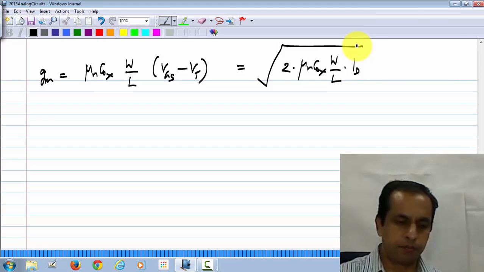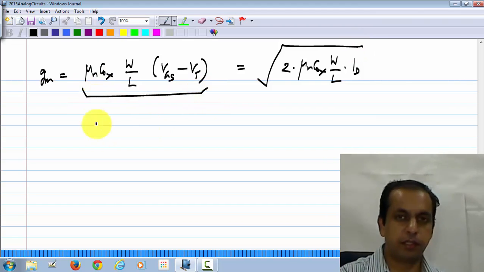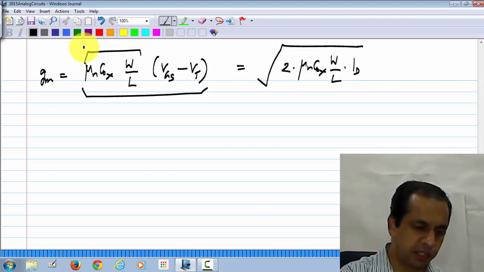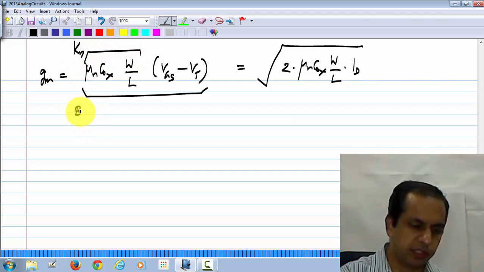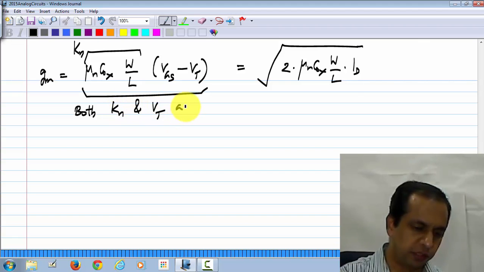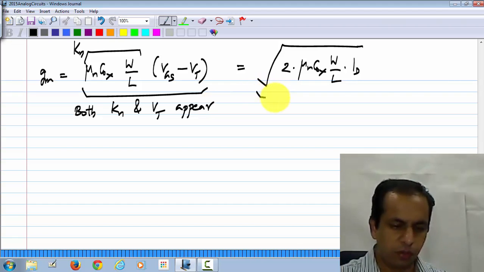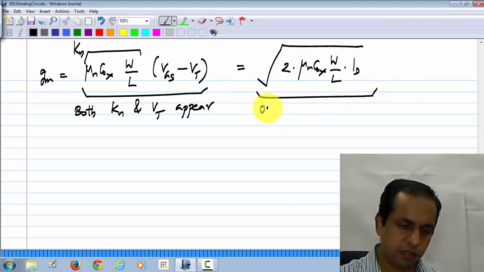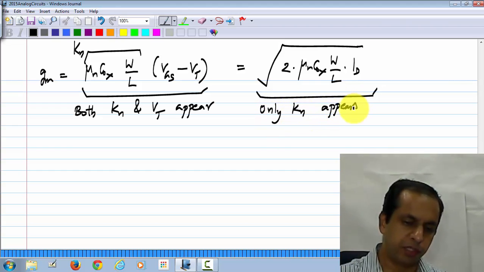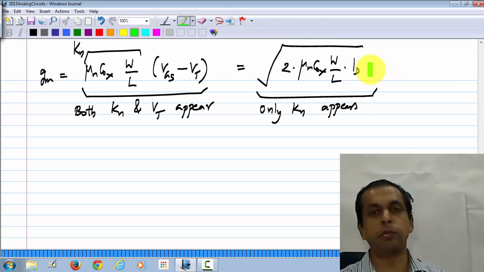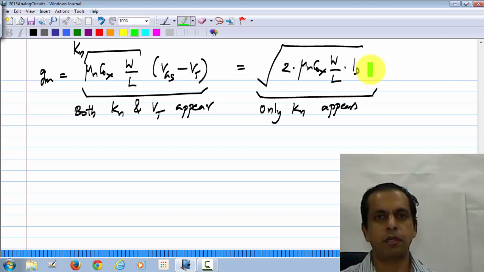What is that? If I write it like this, let me call this the current factor Kn. So in this, both Kn and Vt appear. And if you look at this one, only Kn appears. This expression is independent of the threshold voltage. So now, what does it mean?